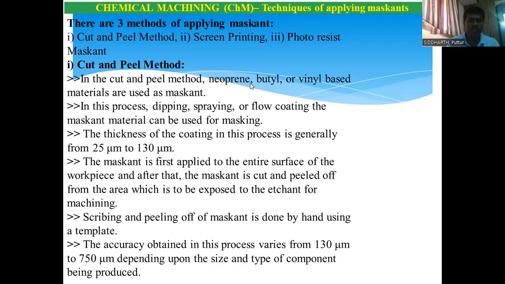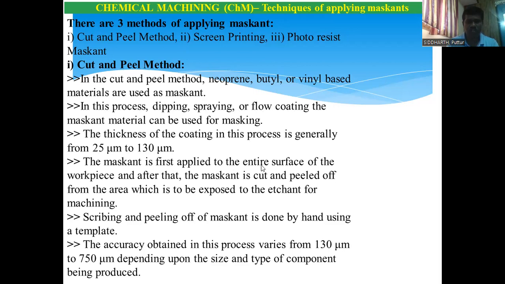In this cut and peel method, neoprene, butyl, vinyl based materials are used as maskants. In this process, dipping, spraying, and flow coating of maskant material can be used for masking. The thickness of the coating in this process is generally 25 micrometers to 130 micrometers.